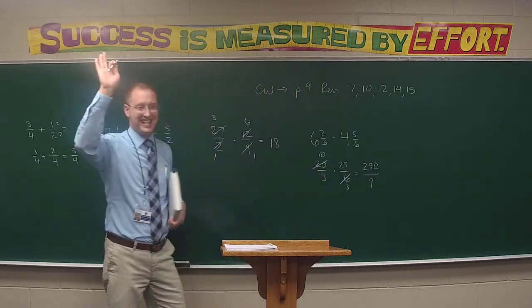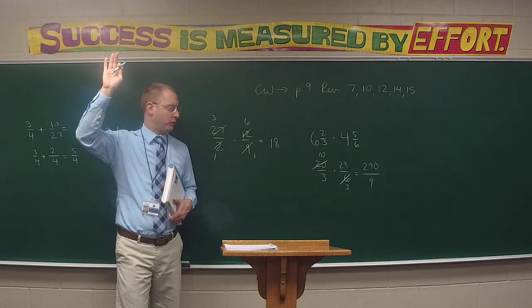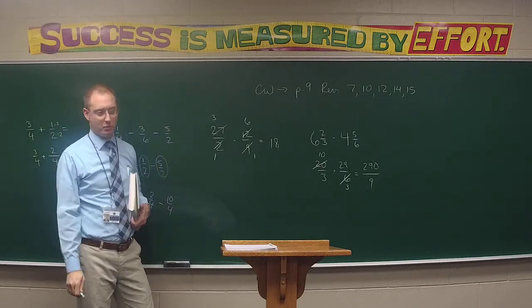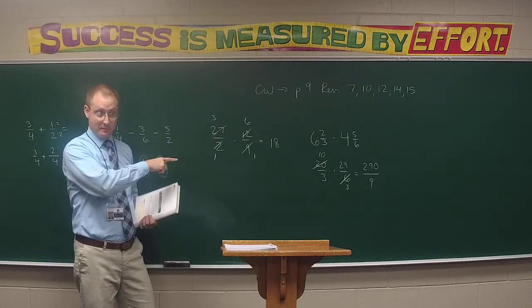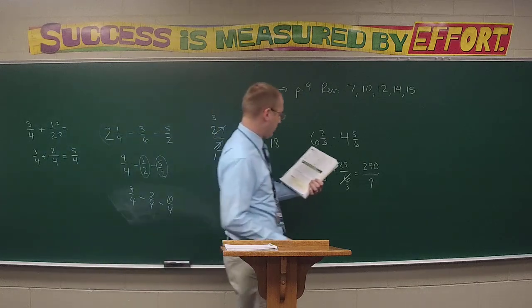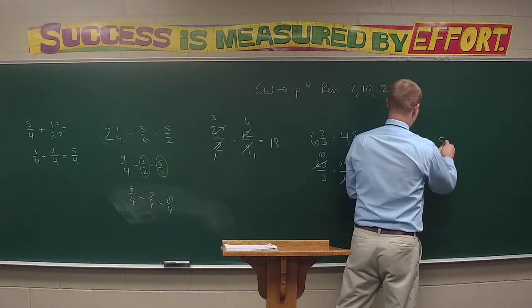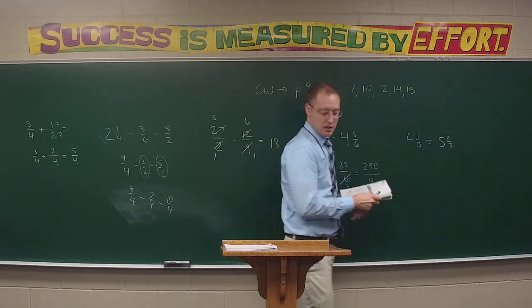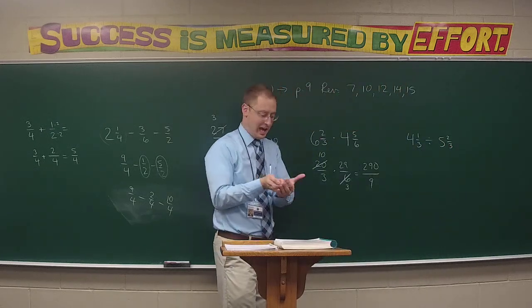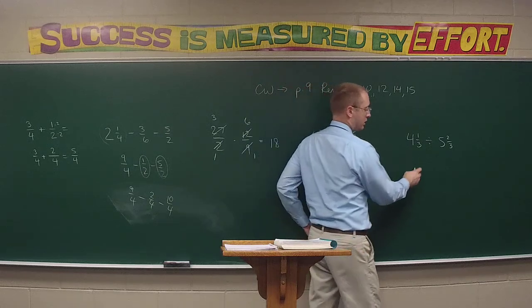How many got 290 ninths? Hopefully you didn't make it an improper or a mixed number. That's such a waste of time. Questions on this? All right, last one for the classwork was number 15. Again, we want to change 4 1/3 and 5 2/3, both of these into improper fractions. Abby, 4 1/3 becomes? 13 and 3.